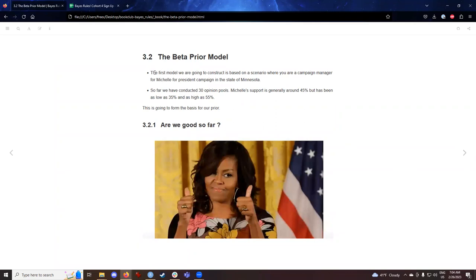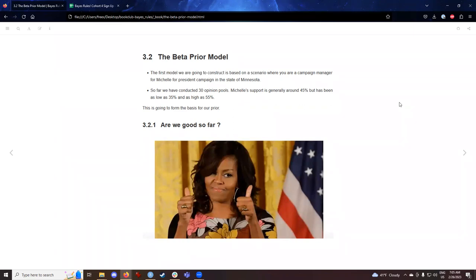To get us started with an example, the first model we are going to construct is based on a scenario where you are the campaign manager for the Michelle for President campaign in the state of Minnesota. So far, we have conducted 30 opinion polls. Michelle's support is generally around 45%, but has been as low as 35% and as high as 55%. This is going to form a basis for our prior.